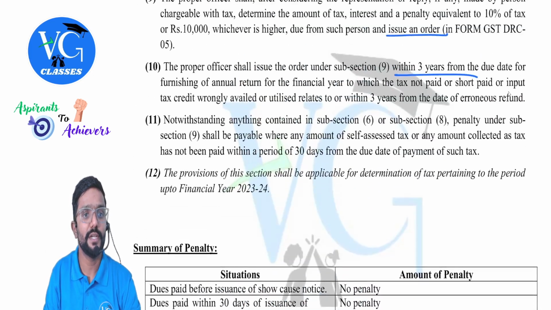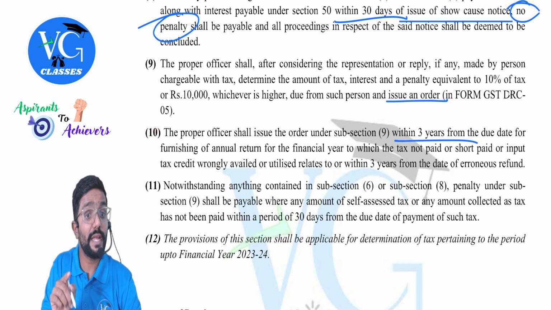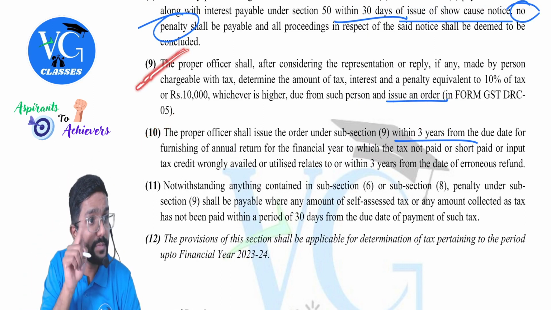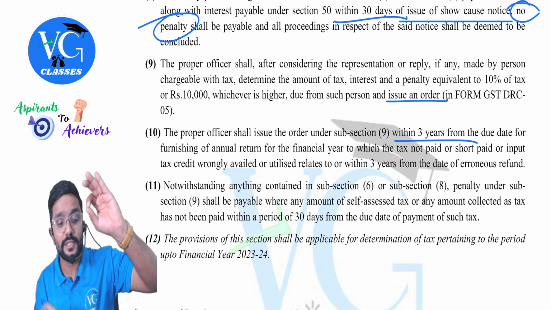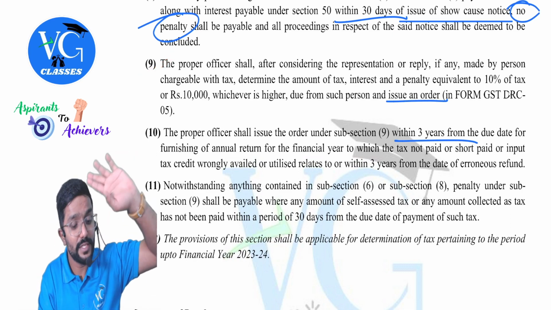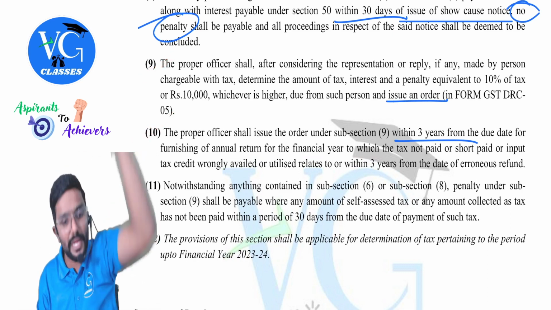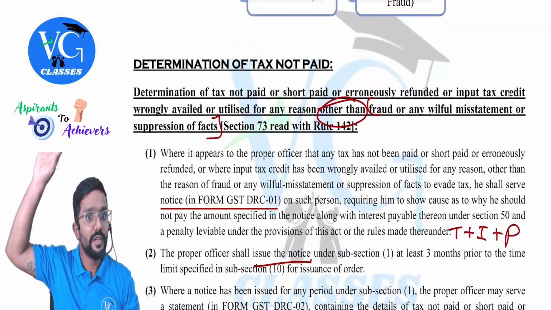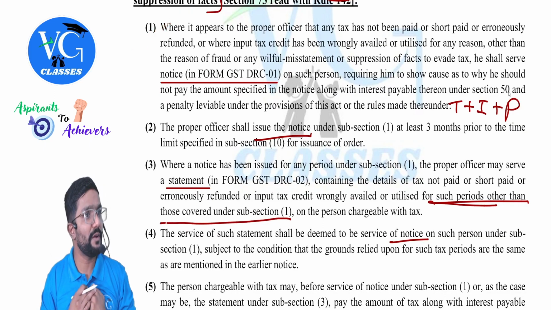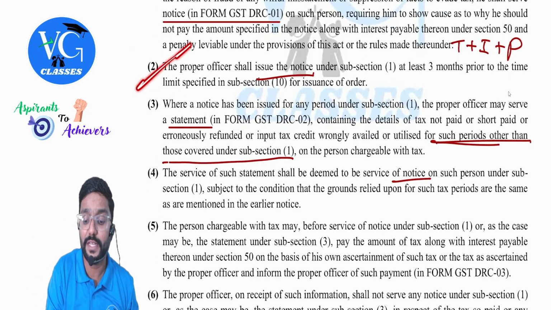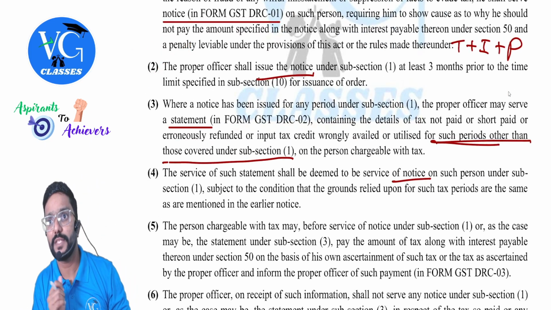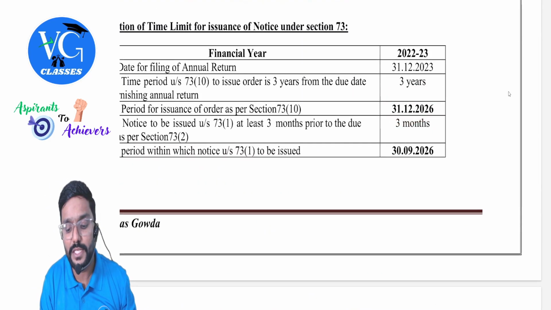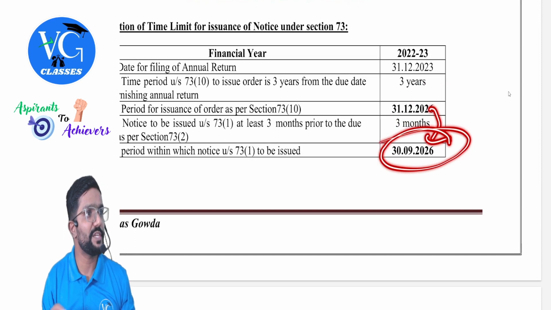As per subsection 10. Subsection 10 talks about the time limit to pass order. But the power to pass order is given where? In subsection 9. Listen. Subsection 9 told to pass order. Subsection 10 is telling the above order has to be passed within what time? Same way notice also, no? Subsection 1 told notice can be issued by proper officer. Within what time it has to be issued? Where is it given? Subsection 2. Once I lock this, people, at least 3 months before this, notice has to be issued.